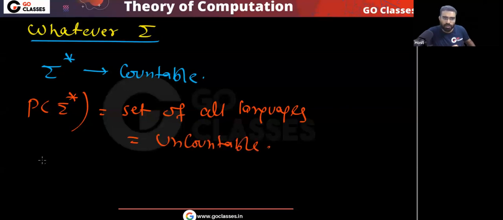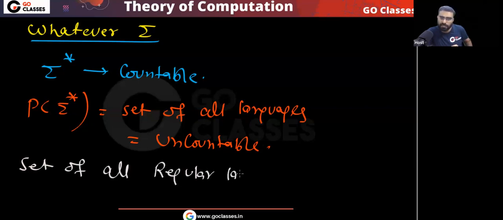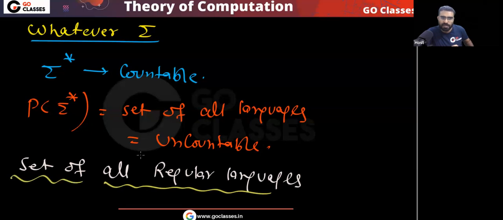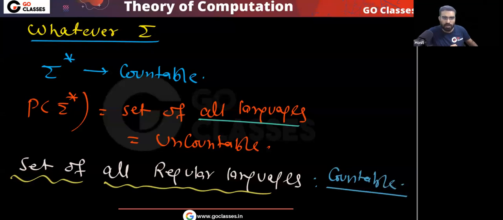Okay. We also know the set of all regular languages is what? Tell me. See, the set of all languages is uncountable. If you consider all languages, that will be uncountable. But if I consider the set of all regular languages, that is countable. We have already seen this in our lectures. So this is countable, right?